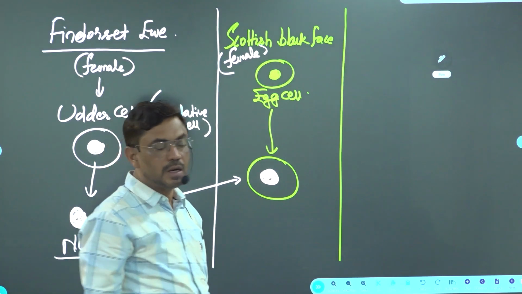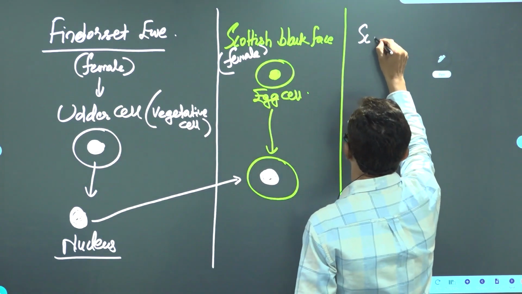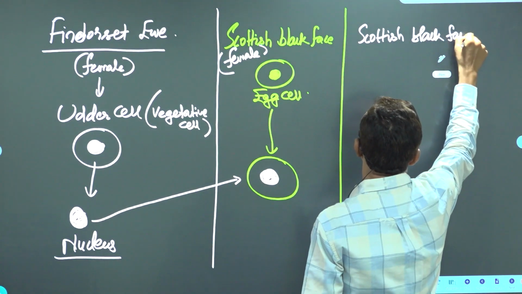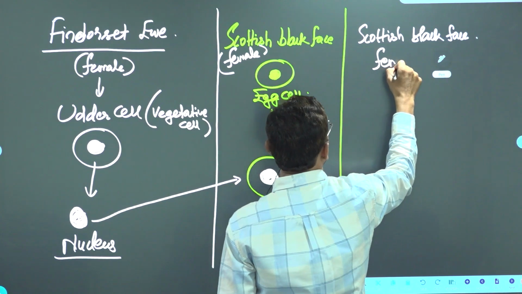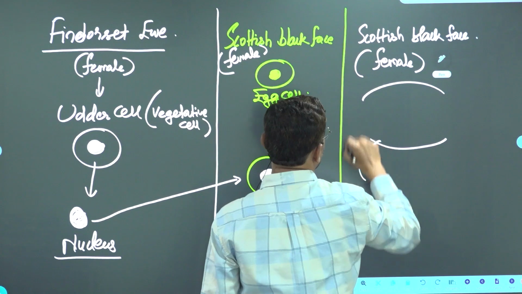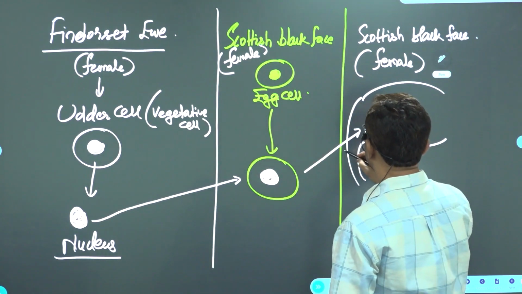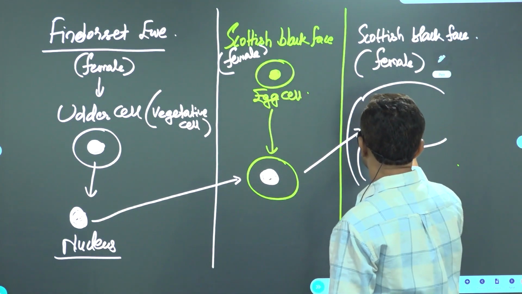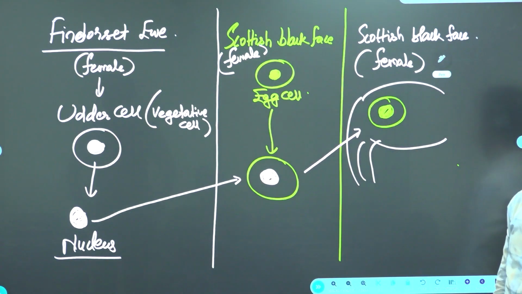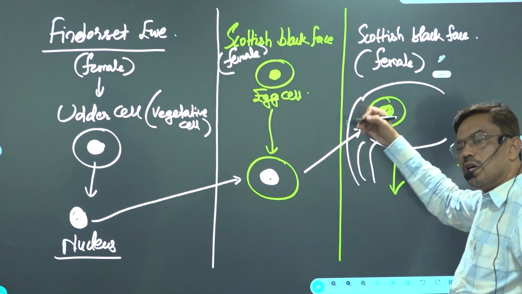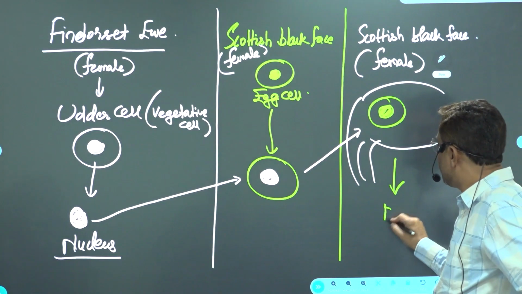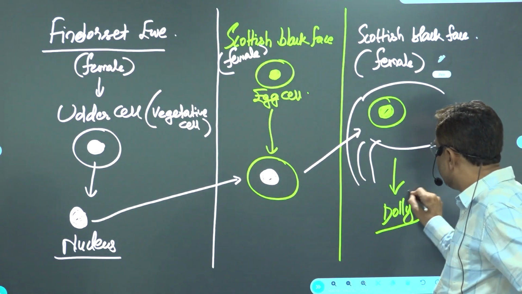Got it? Now, in the next step, he has taken another Scottish Blackface. This is also a female sheep. He inserted this egg cell into the womb of this second Scottish Blackface. After completion of the gestation period, this second Scottish Blackface, which is acting as a surrogate mother, has given birth to a sheep called Dolly.